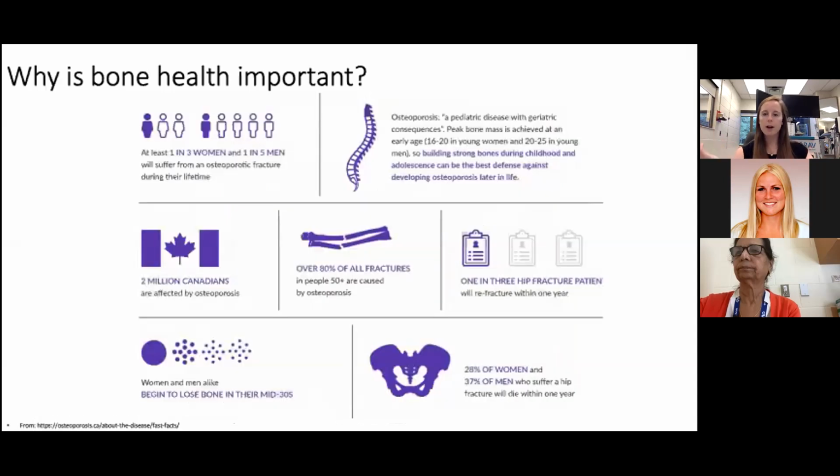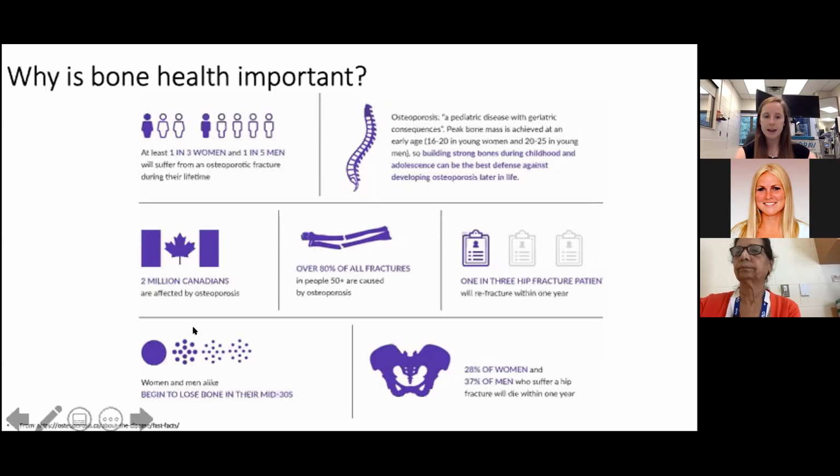Okay, so why is bone health important? Why are we talking about this today? Well, bone health affects a lot of people in Canada, all over the world, but we're in Canada specifically today. So let's talk about our statistics. 1 in 3 women and 1 in 5 men will suffer from an osteoporotic fracture during their lifetime. That's a lot. That's 1 in 3 out of the people for women and 1 in 5 for men.